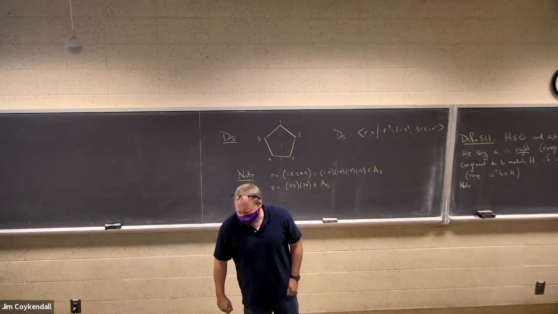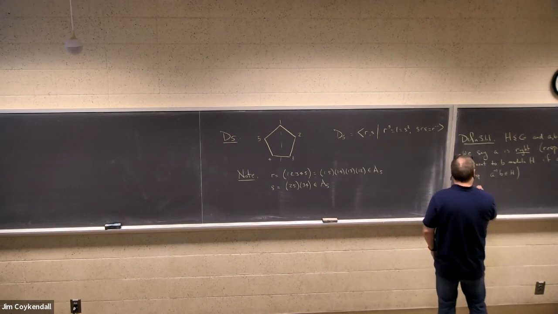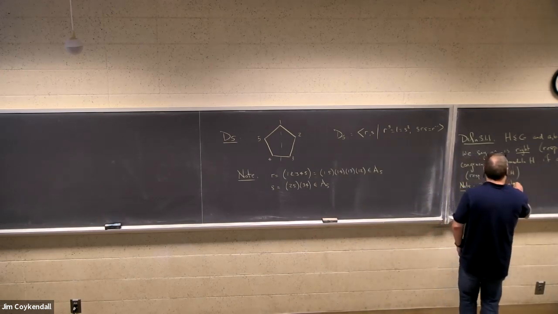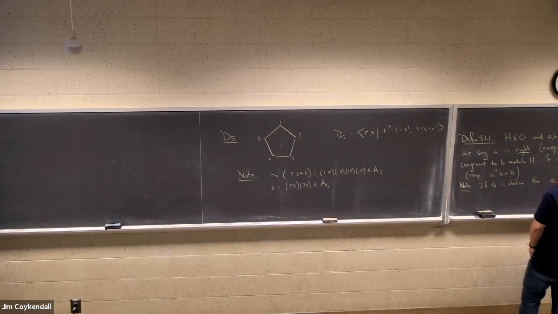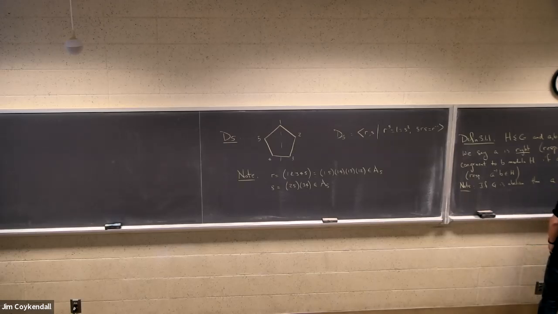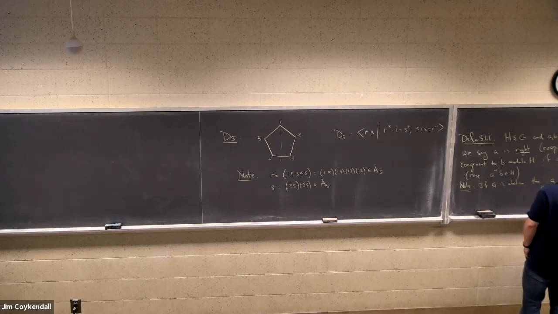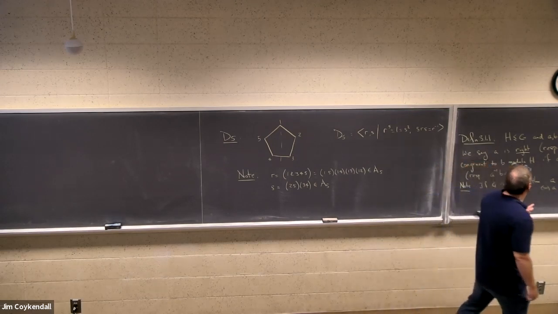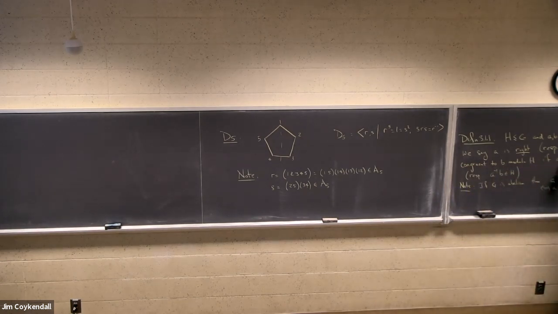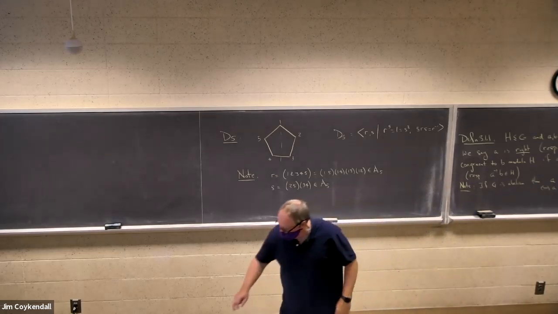If G is abelian, then a is right congruent to b if and only if a is left congruent to b. Right? Because if it's right congruent, then ab inverse is in H. But then the inverse of this is ba inverse, which is still in H. And turning that around, because of the fact that G is abelian, gives you the other direction. Everybody okay with that?